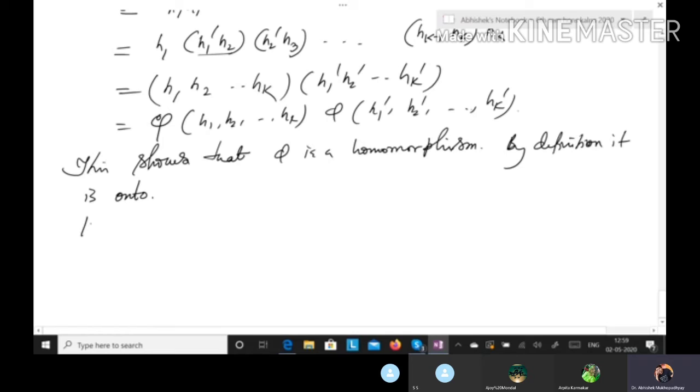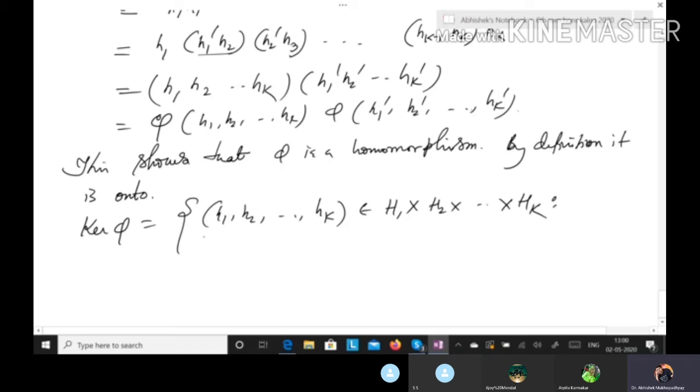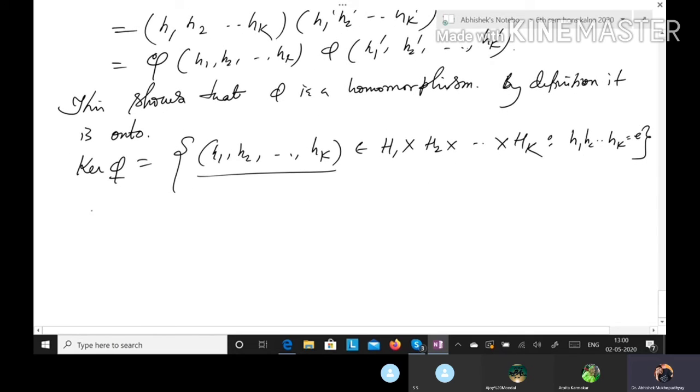So kernel of phi. What is the kernel of phi? That is the set of all those elements, all those ordered tuples, that is (h1, h2, ..., hk), for which this element will map to identity via phi. That is, their internal product is e. But h1 h2 ... hk is e.